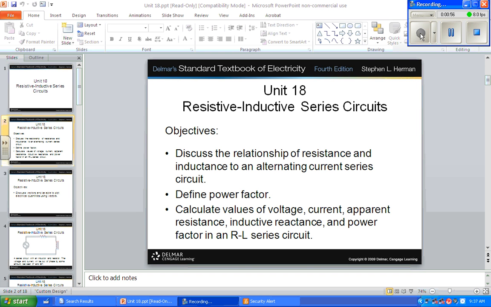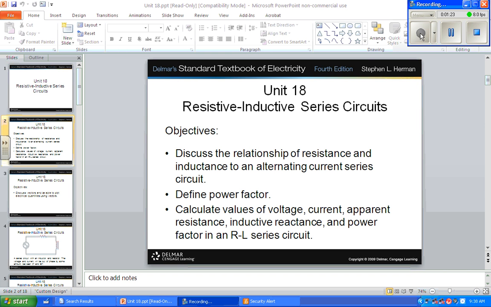So define power factor. Power factor has a lot of definitions. And one of them is the true power over the apparent power, which is the system efficiency of the circuit. Because how much power are we putting out from how much input power? That's the definition of efficiency, right?